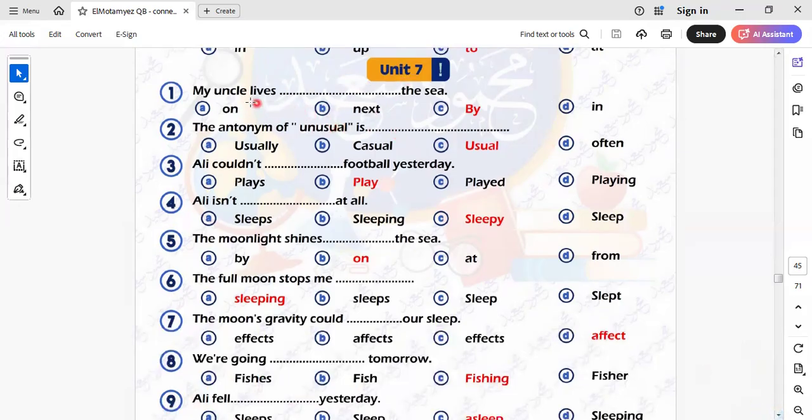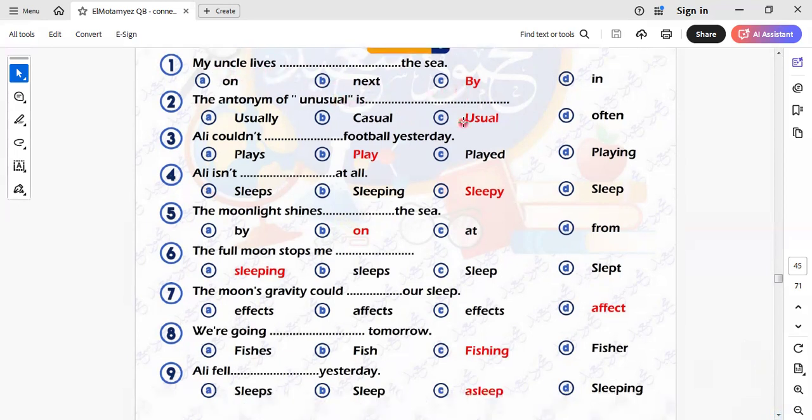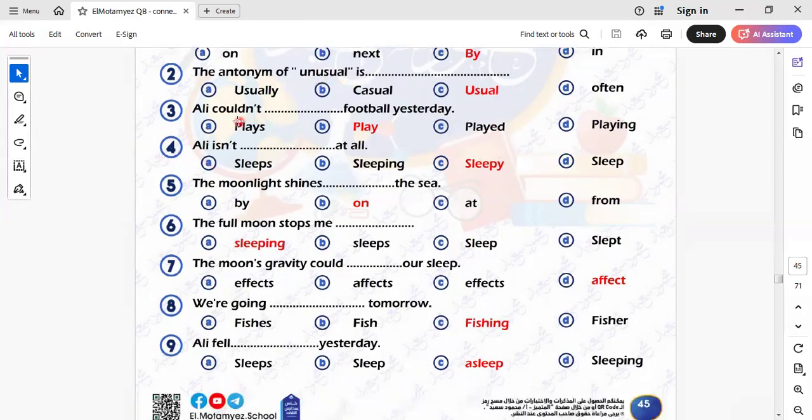Here is the revision on unit 7. Let's revise it together. My uncle lives by the sea, as we know during the lessons. The antonym of unusual is usual. Antonym means the opposite. Here it is unusual, so it will be usual. Let's go to another one.